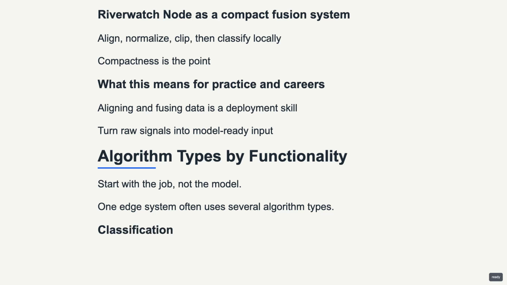Classification handles discrete choices. The goal is to place an input into one of a fixed set of labels, which makes it the right fit when the answer has to be a category rather than a measured value.